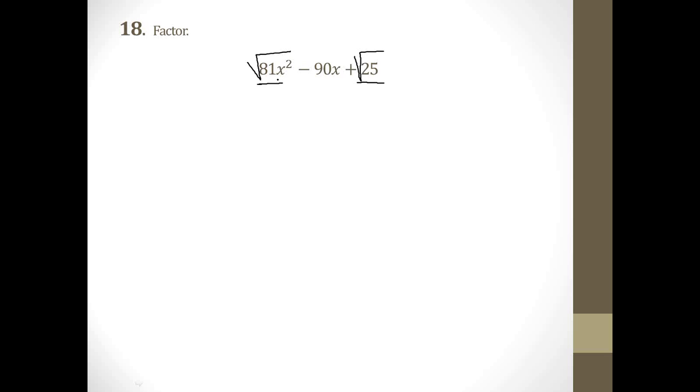So the square root of 81x squared is 9x. The square root of 25 is 5. So if I times them together and times by 2, I get this term here. This is a done deal. So 9 times 5 is 45x, times 2, that's 90x. Excellent.